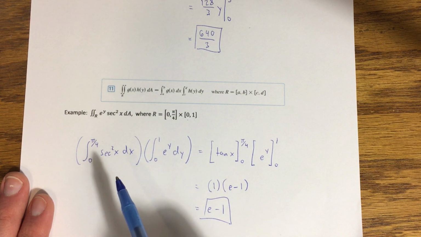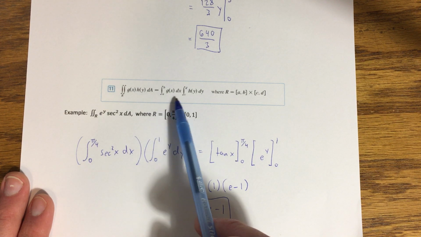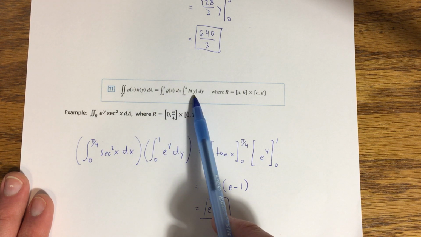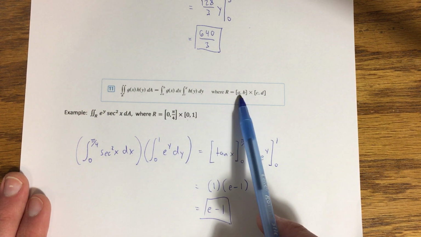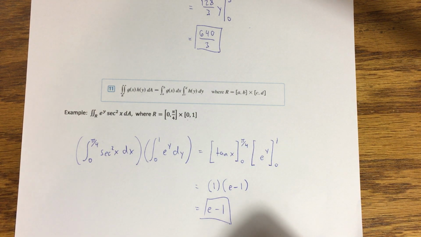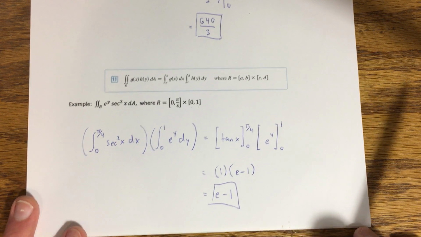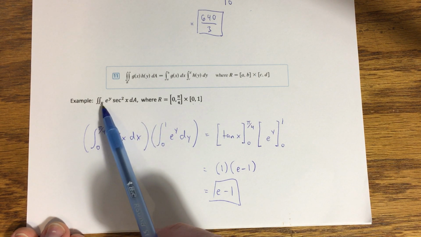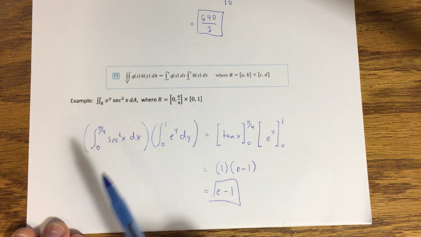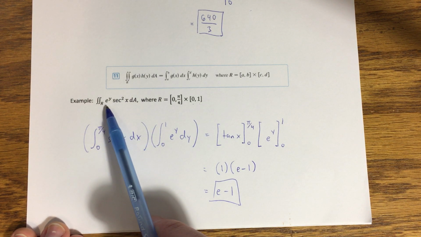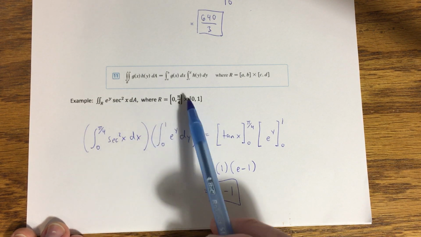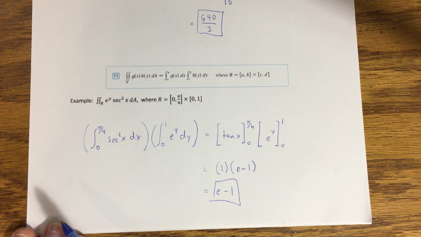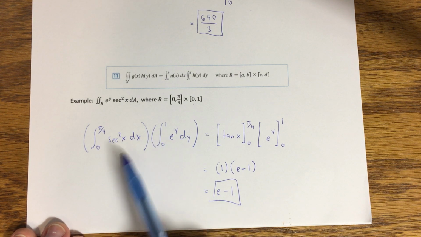That leads to this little theorem here, where all we need to do in a case like this is integrate both the function g of x and the function h of y using the correct limits of integration and multiply the results. So here's an example where I do exactly that. We're integrating the function e to the y secant squared of x dA over the rectangle R given by this here. Notice in this case, this can be written as a function of y times a function of x. So I don't need to think of this as a double integral. I can think of it as a product of the results of these two definite integrals.